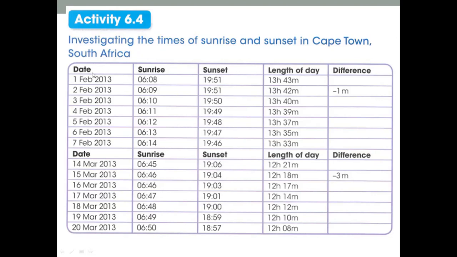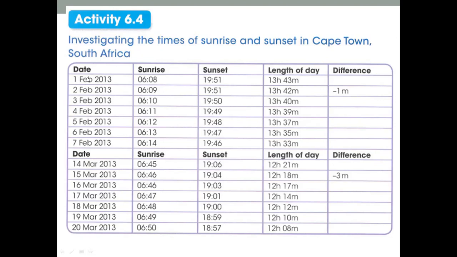What's the rising time? 6:30 or 6:45? You need to write the sunrise and sunset time here, 6:35 I think. The length of the day from this time to this time is 13 hours 43 minutes. You also need to write the difference here. On 2 February, 6:09, you can see a 1 minute difference in sunrise time. So what is the difference? Minus 1 minute. Record it and write it like this.